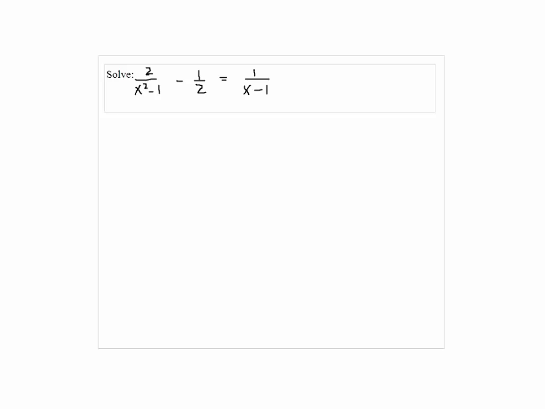Solve: 2 over x squared minus 1 minus 1 over 2 equals 1 over x minus 1. Find the LCD of x squared minus 1, 2, and x minus 1 is the first step. So x squared minus 1 is given as x plus 1 times x minus 1. So the LCD here will be 2 times x plus 1 times x minus 1.